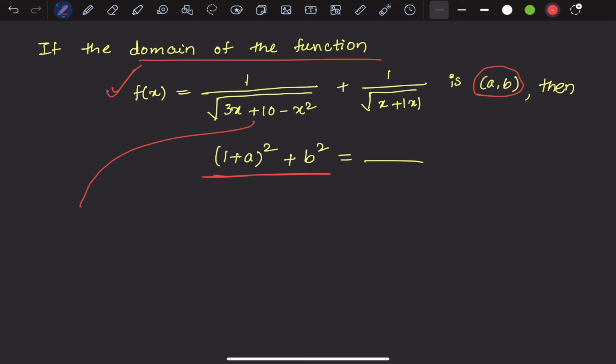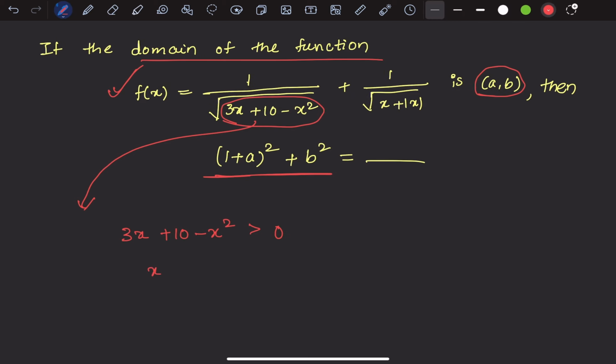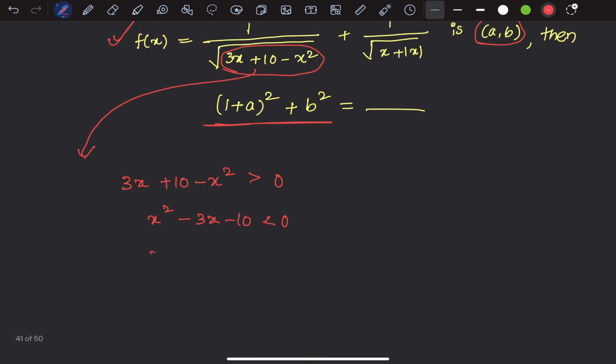So if you consider this part, this quantity is inside a square root, so it has to be greater than or equal to 0. But since it is in the denominator, it should not be equal to 0. So it has to be strictly greater than 0. So if you reverse the signs, x square minus 3x minus 10 less than 0. So this is (x minus 5) into (x plus 2) less than 0. So that will give you minus 2 less than x less than 5. Alright.